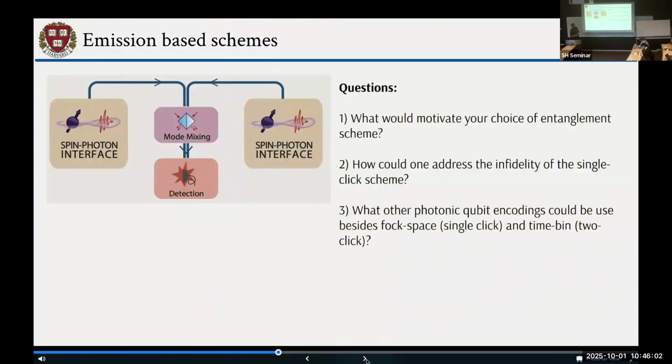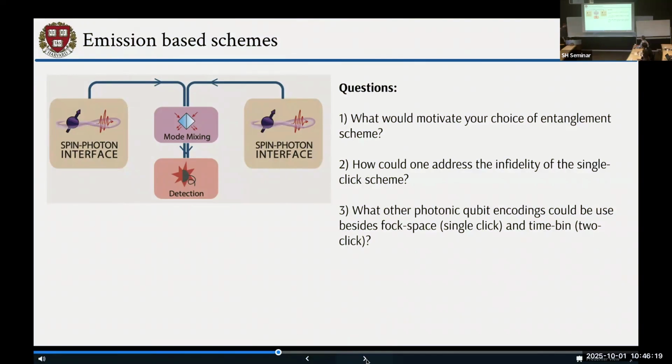Okay, so let's wrap up here with a few questions for you guys. This is the emission-based schemes. We talked about the single photon and two photon schemes. We talked about imperfections and what they do and what not.